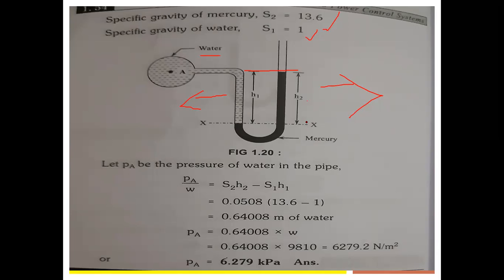He said the pressure difference in the limbs is 0.8, that is H1 is equal to H2. Now applying the formula, we have to find PA. PA by W is equal to S2 H2 minus S1 H1. According to the formula, PA by W is equal to S2 H2, what is the value? 0.5.